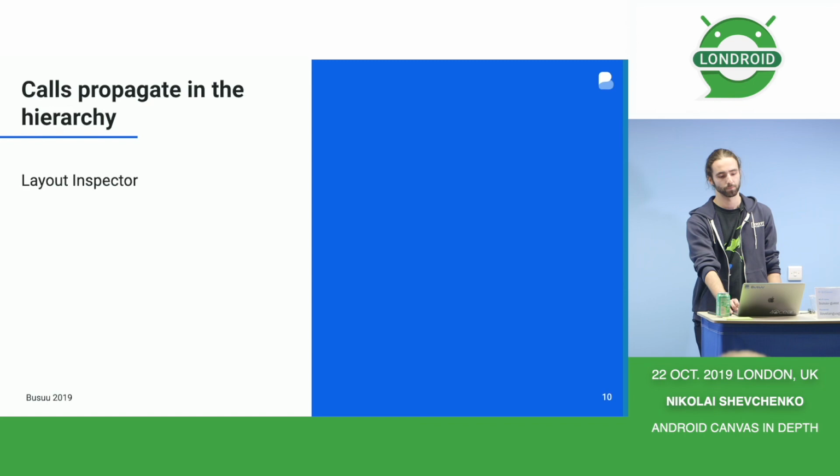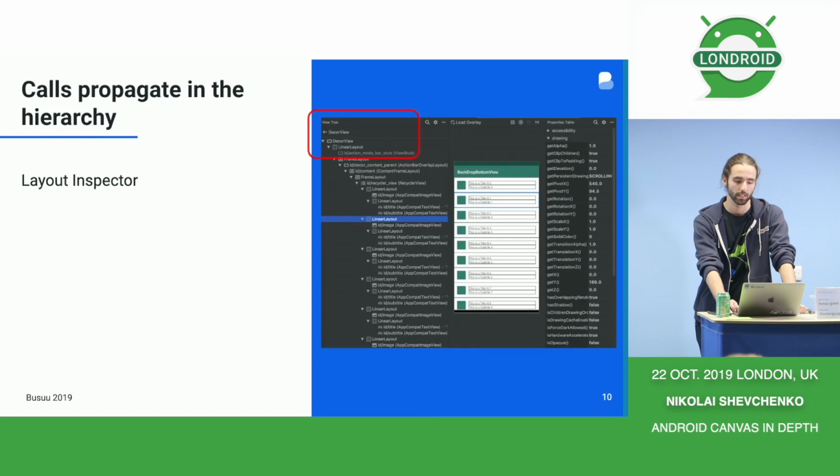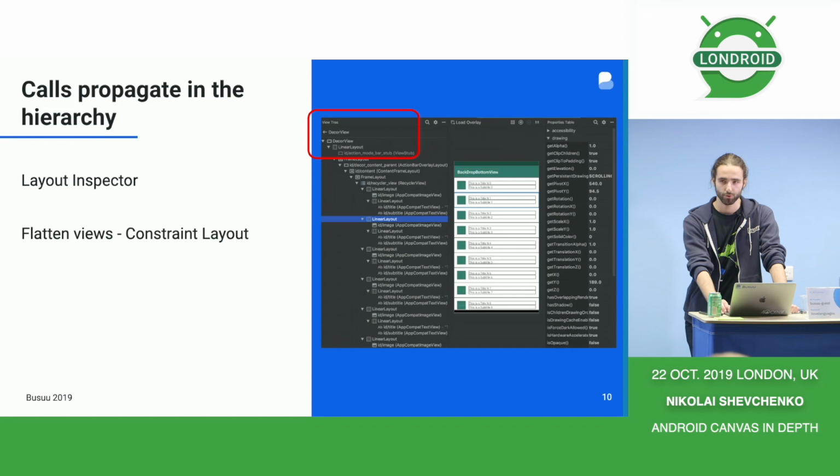I'm pretty sure most of you have already used it. We have the view tree, and you can clearly see how nested all the views are. The first instant solution, obviously, is to use a constraint layout, which helps you out because it has its own constraint solving system to figure out where the views are going to go. So that helps. We'll see how.